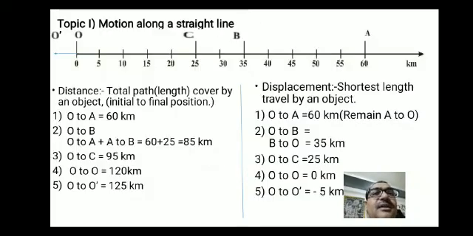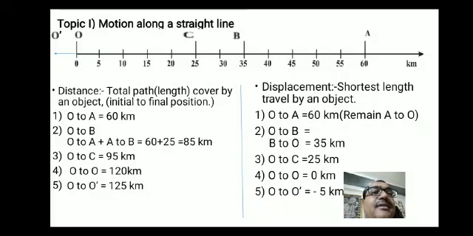Let's start with our topic number 1, motion along a straight line. So first understand what is the meaning of motion. The meaning of motion is movement. You can see here, let's take an example that a car travels various distances and it is represented on this x-axis. Let's start with the O position, which is denoted with 0 kilometer.